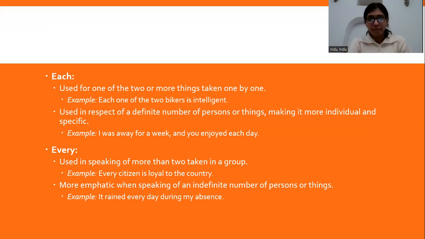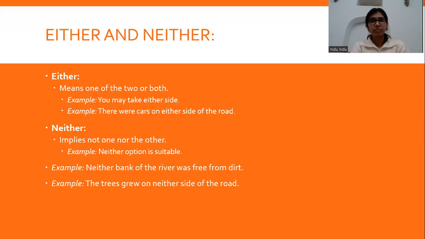And it is more emphatic when speaking of an indefinite number of persons or things. Example, it rained every day during my absence. Either means one of the two or both. You may take either side. There were cars on either side of the road. So it means one of the two or both.